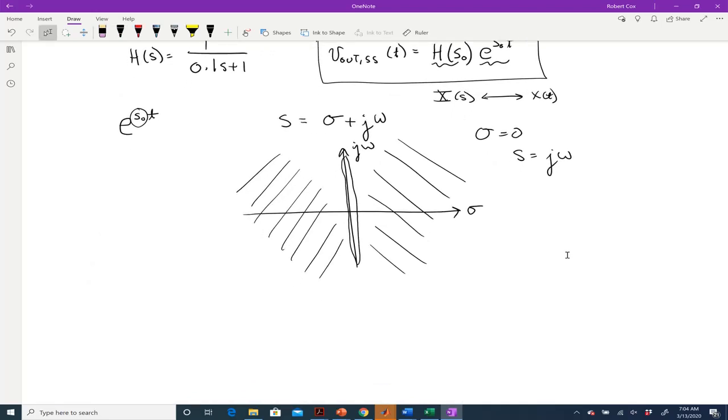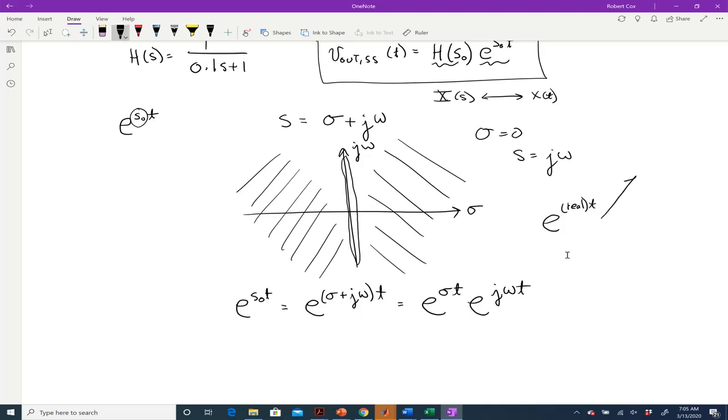Now, if that's the case, let's look in general. If I have e to the s naught t, and that was equal to e to the sigma plus j omega t, that would be e to the sigma t times e to the j omega t. So let's take a look and understand what that means for a second, okay? If I have e to the real number times t, there's basically 2 choices for this guy. If the real number is positive or negative, that completely changes this. So if the real number is negative, then that guy looks like this. He's a decaying exponential.